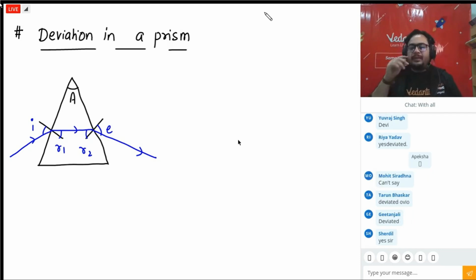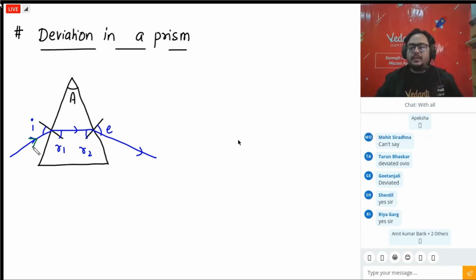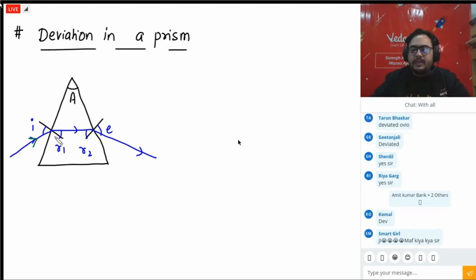Mohit, look at the screen. The ray was going like this, and now finally it is going like this. So it is common sense that it is deviated. It is not moving straight, है कि नहीं? So where did the first deviation come in place?